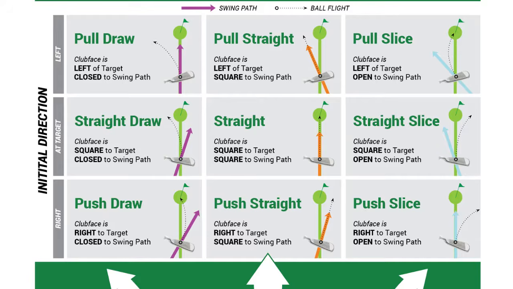So if we look at, say, some of the worst shots possible, let's look at the bottom right corner. A push slice is a result of the face being pointed to the right of our target at impact and the path being left of our face. That will start the ball to the right and curve the ball further right. And its ugly step cousin, the pull draw, just works in the opposite fashion. If you look in the top left, face is pointed left at impact, and the path is right of the face, so the ball will start left and curve further left. Right?